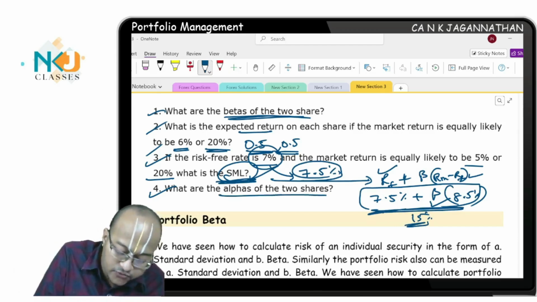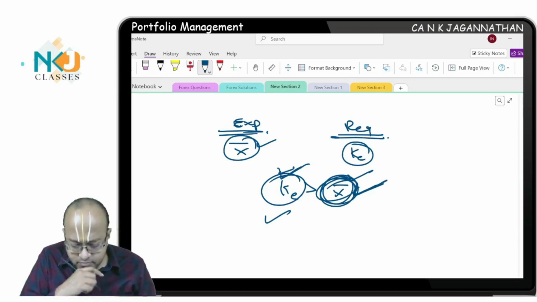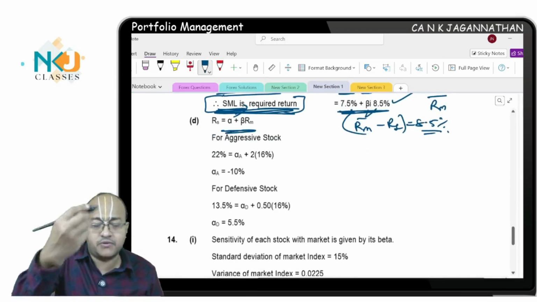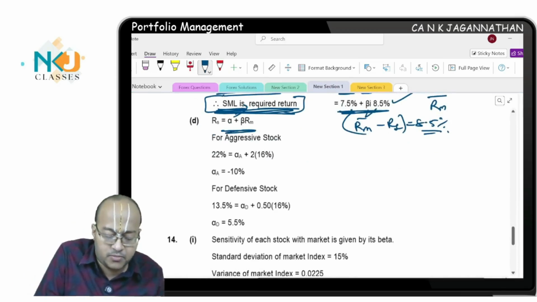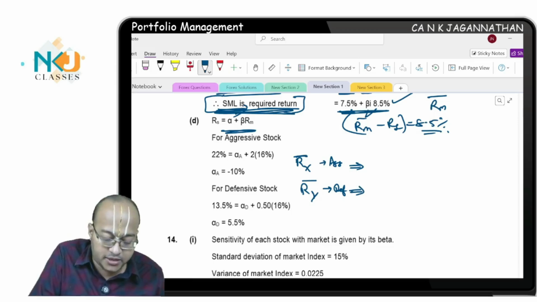Next, what are the alphas of the two shares? The alphas of the two shares, that also you need to find out. As I just explained in the previous question, see RM bar, security bar, RX bar. Assume this is RX bar, this is RY bar. This is the aggressive stock, this is the defensive stock, correct? Now you need to find out alpha. Very simple.